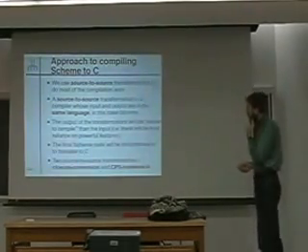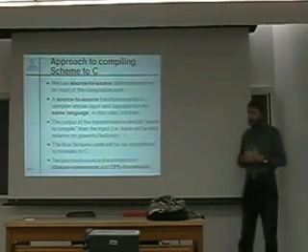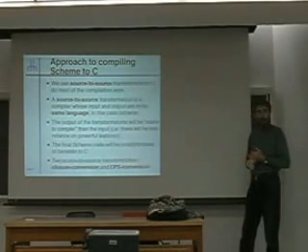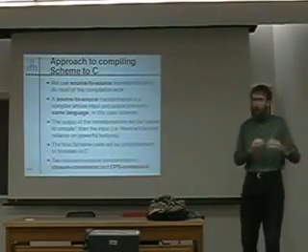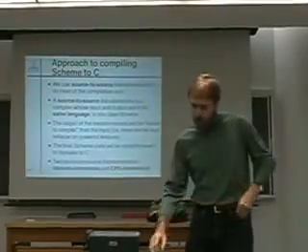And in particular, there are two transformations that are necessary for a Scheme-to-C compiler. Closure conversion, which tackles the problem of representing or implementing closures, and CPS conversion, which tackles the problem of implementing continuations.